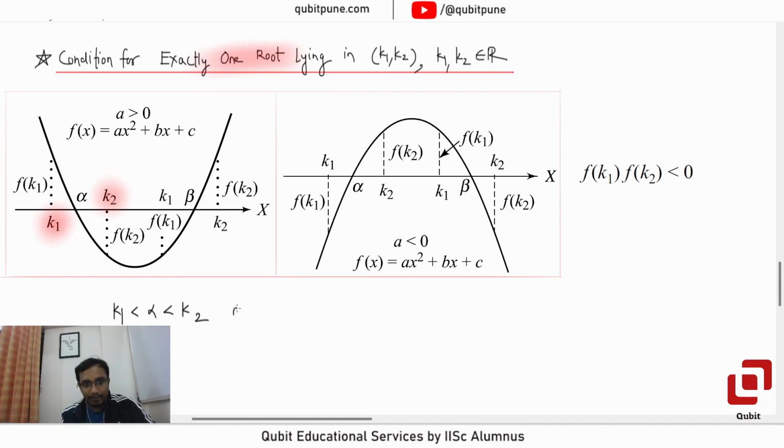Or we can also say exactly one, so k1 less than beta less than k2. It means f of k1 into f of k2 should be negative. Is that clear? Same thing applies to the other graph also. Irrespective of the value or the sign of a, if the function is evaluated at that particular point or points, the product of the values of the function should always be negative. Make sense?